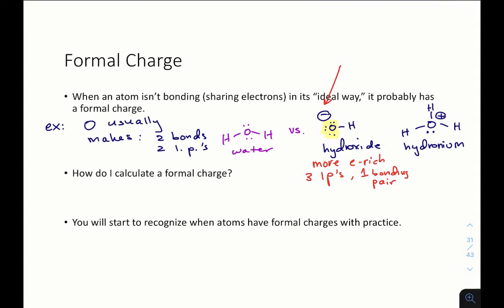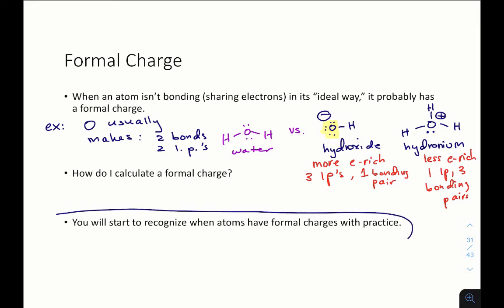That oxygen in hydroxide is more electron rich than is ideal. On the contrary, the oxygen in hydronium is less electron rich than is ideal because it only has 1 lone pair, 1 pair of non-bonding electrons, and 3 bonding pairs. So it's sharing more than usual, and that makes it less electron rich. It's sharing these electrons instead of having them as a lone pair localized on that oxygen atom. And hydronium will behave in a way to regain the electrons that are being shared here. As you know, that's why it acts as an acid.